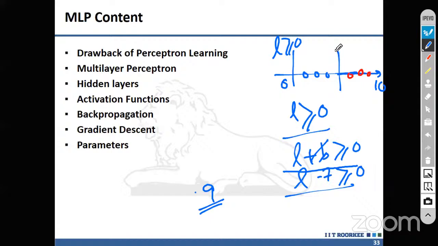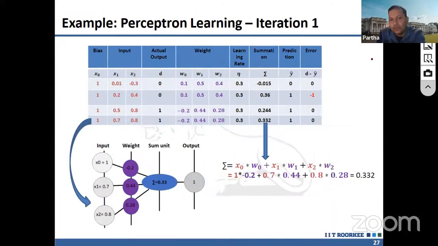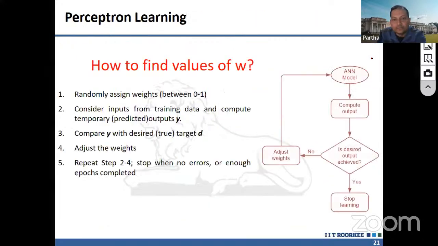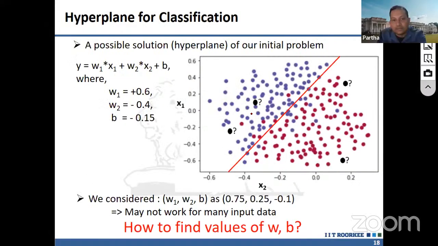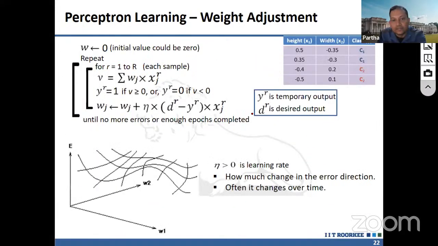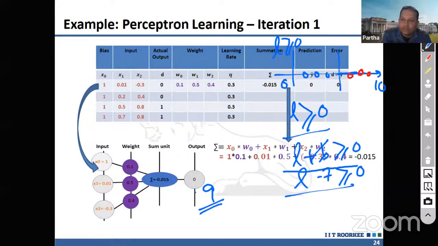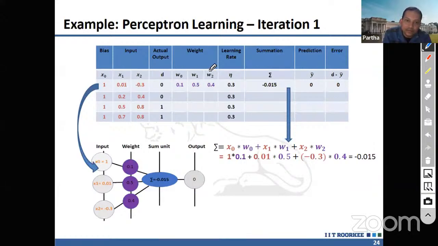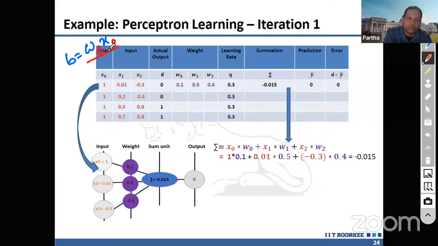Sir, in that example, you initialized bias equal to 1, right? No, bias is not 1. In this slide, the bias is B, which is nothing but W0 X0. Now if you consider W0 X0, X0 is 1.